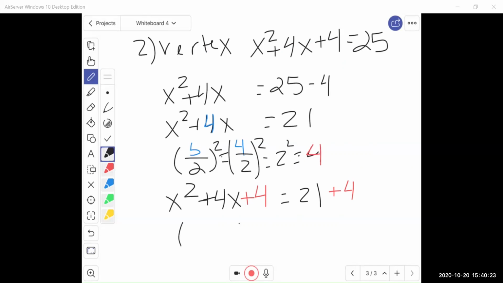Okay, because I completed the square, that means I can take my b divided by 2. 4 divided by 2 is 2. And again, because the middle sign is positive here, if the middle sign was negative, you would have a negative in the middle of your binomial. 21 plus 4 is 25.